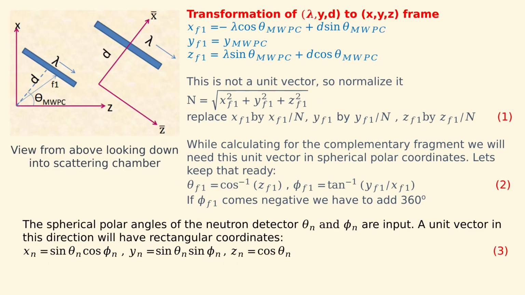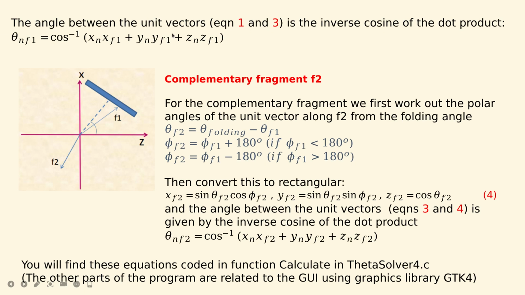So you have the unit vector here, equation number 1 for the fission, and from here I have taken r equal to 1 and x, y, z based upon the angle. I want a unit vector, so I make a unit vector along the neutron direction, that is equation 3. Then I take a dot product of 1 and 3, and get the angle by taking the inverse cosine. So this gives me theta NF1.